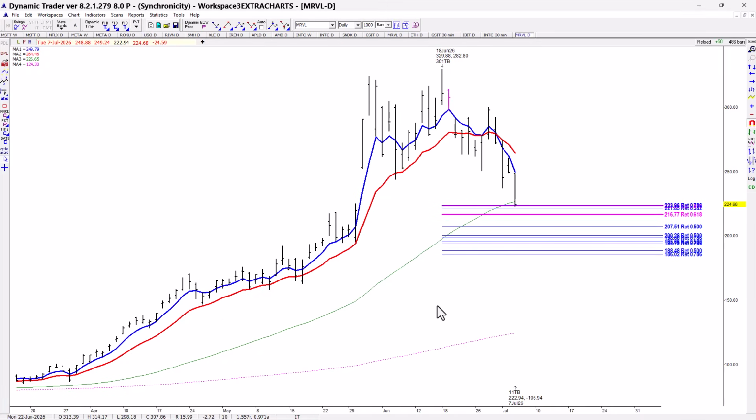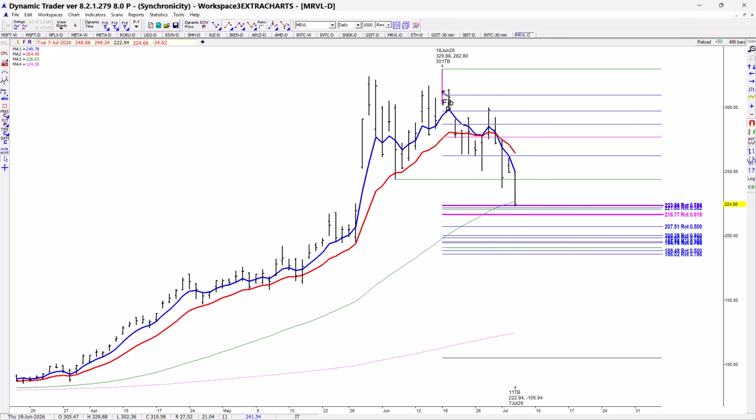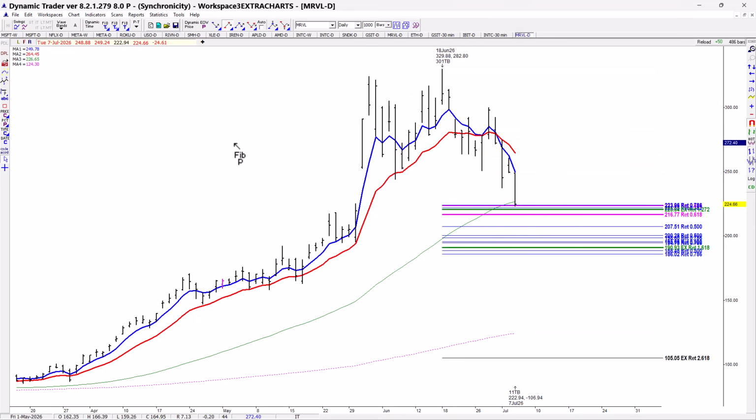Well, we can look at extensions of prior swings. And I basically want to look for ones that are going to overlap this area. So I see that I can run a low to high extended, a low to high extended, and a low to high extended. So let's do that next. Let's take this low to this high. Beautiful. We have a 1272 extension that overlaps there.